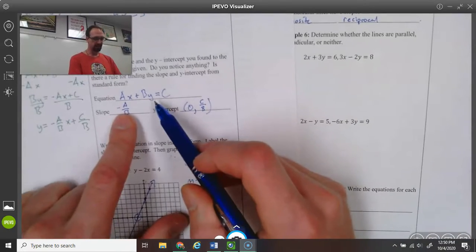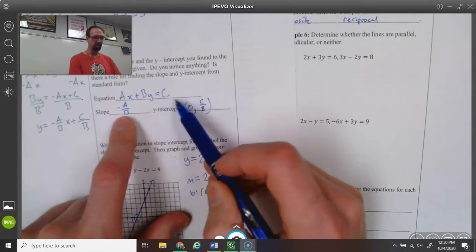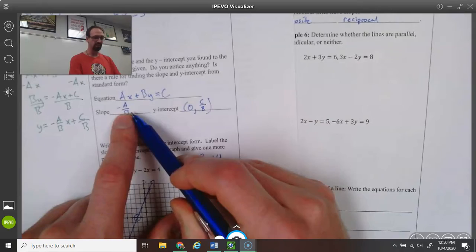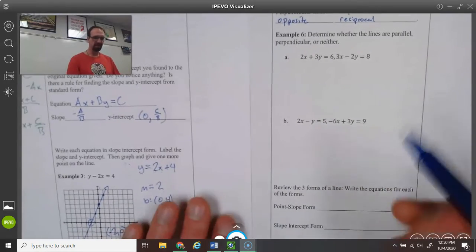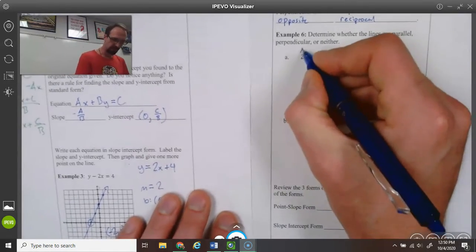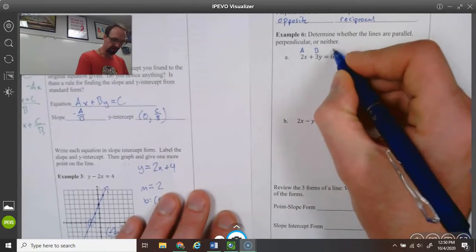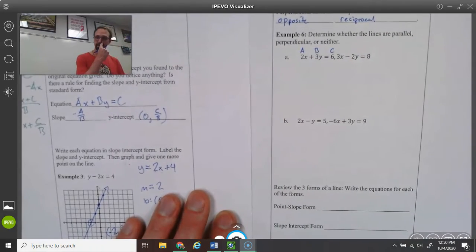If it's in the form ax plus by equals c, then you can take the slope as opposite a over b, and then the y-intercept is 0, c over b. So if I do that, just to make sure, this is my a value, this is my b value, and this is my c value. So let's go ahead and do that with this one.